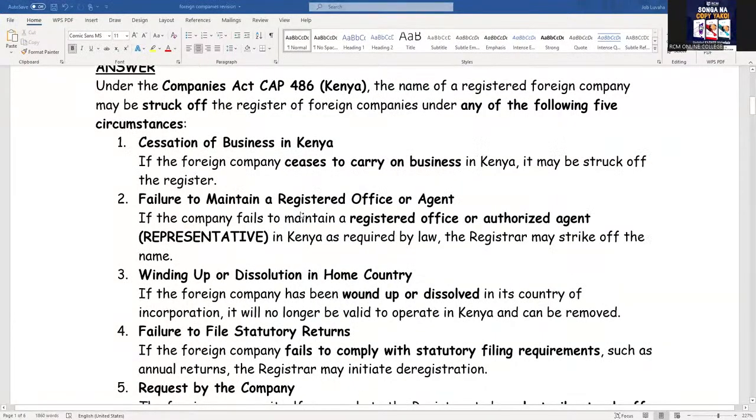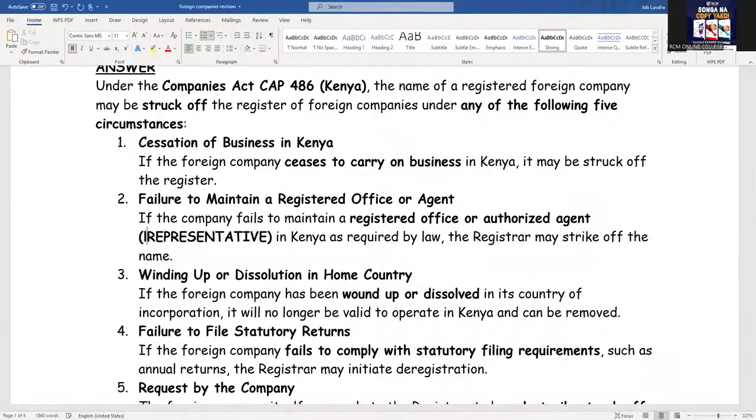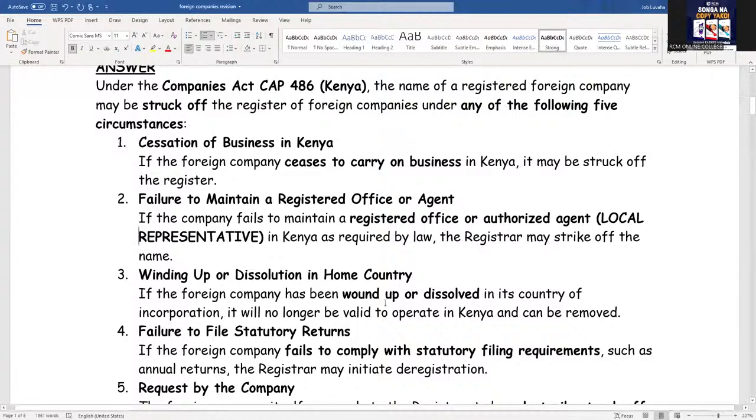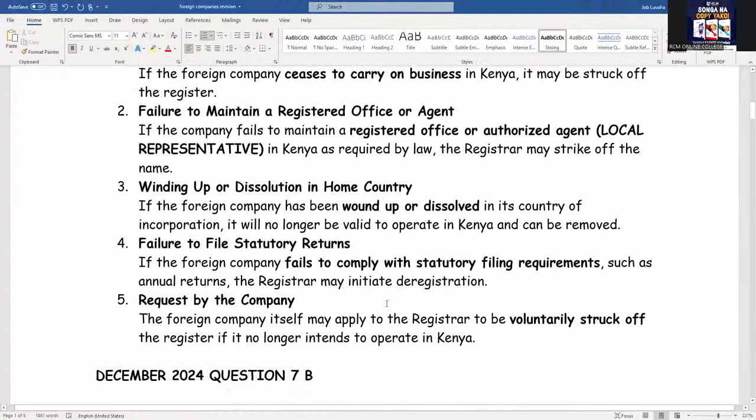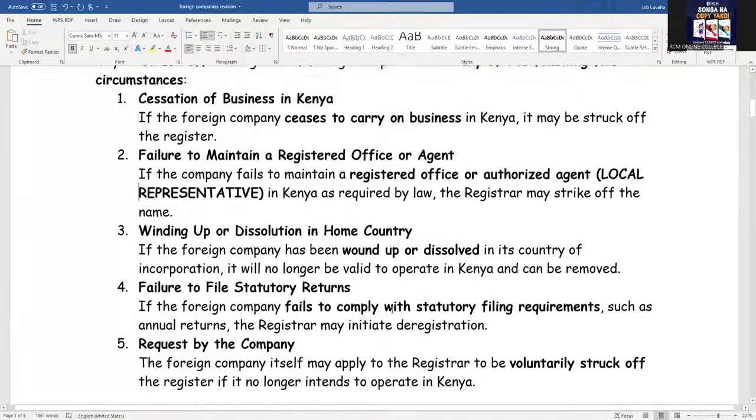Cessation of business in Kenya, failure to maintain a registered office or an agent, if it doesn't have a local representative. Winding up or dissolution in the home country has already commenced. Failure to file statutory returns with the register of companies. Or a request by the company to be deregistered from operating in Kenya. Those are part of the reasons that will lead to a foreign company being removed from the register at the registrar's office.